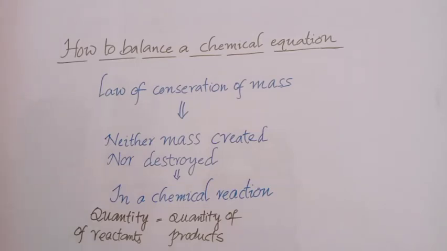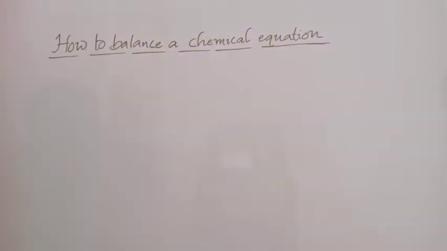Here, neither mass is created nor destroyed. 2 kg of reactants is equal to 2 kg of products. This obeys the law of conservation of mass. That's why we should balance the chemical equation. We can go through one example, and at that time we can understand very easily.